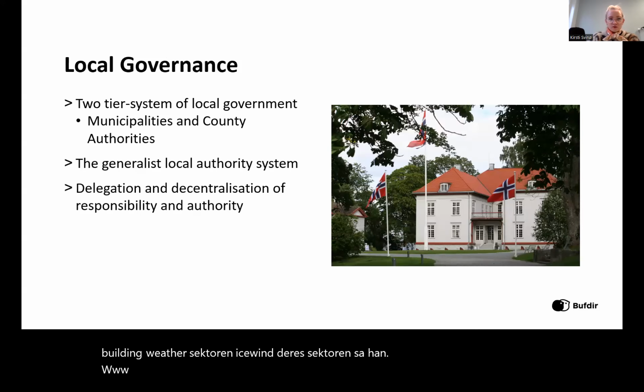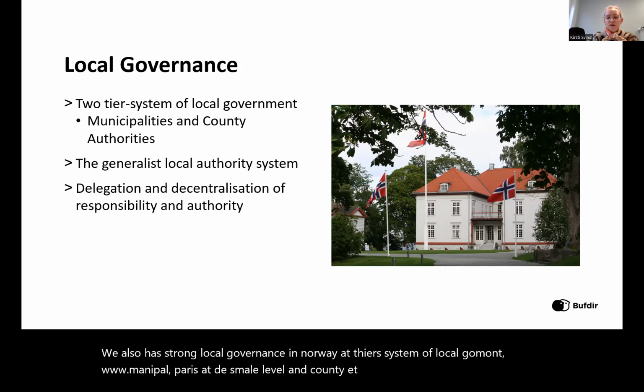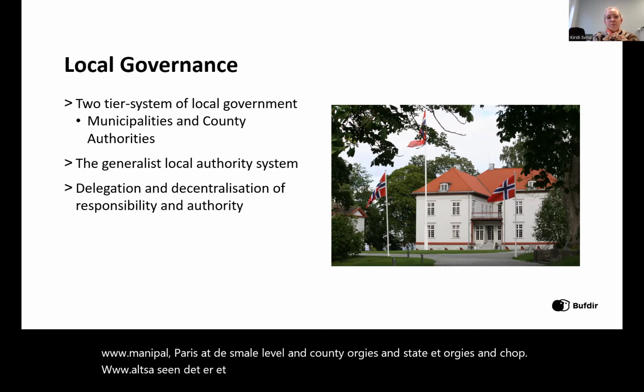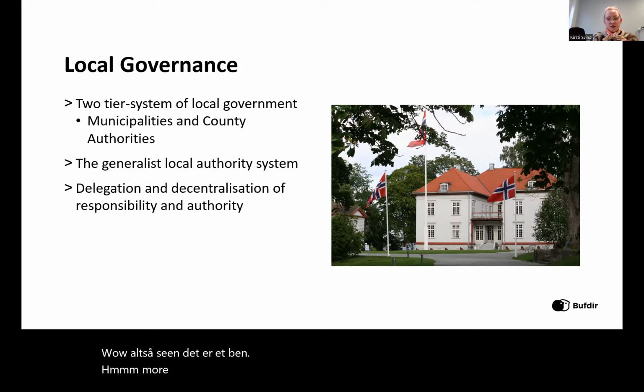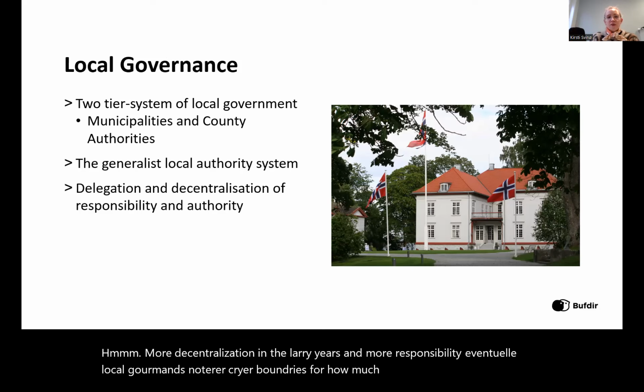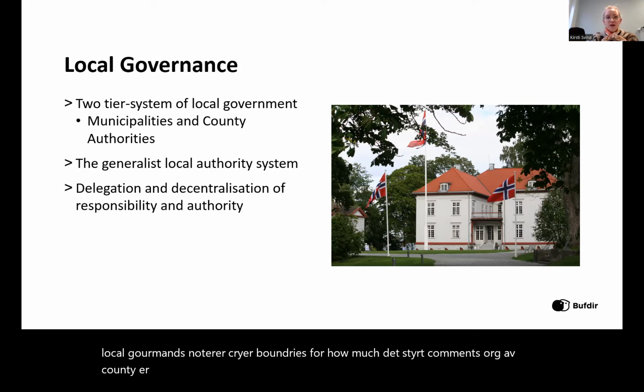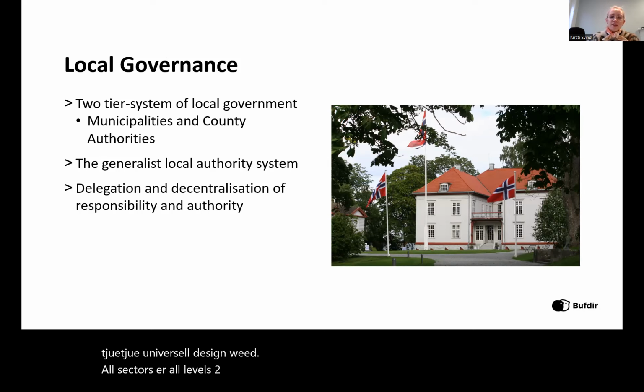We also have a strong local governance in Norway, a two-tier system of local government with municipalities at the small local level, and then county authorities, and then state authorities on top. We have also seen more decentralization in the latter years, and more responsibilities given to the local governments. Now, there are clear boundaries for how much the state governments or county authorities can intervene with the municipal systems, for example, which means that in order to achieve universal design, we need all sectors at all levels to work in the same direction always.